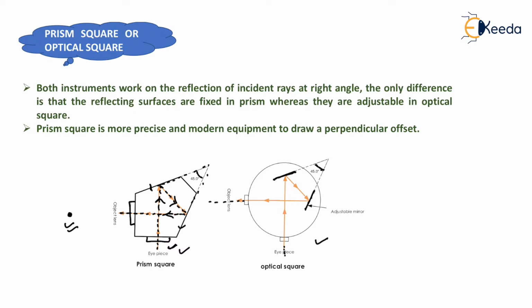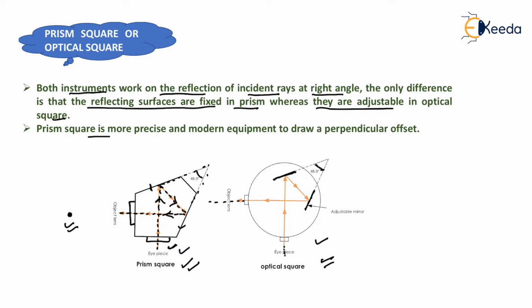So we need to adjust the mirror in case of optical square. So prism square is far better option as compared to optical square. Now, both instruments work on the reflection of incident ray at right angle. The only difference is that the reflecting surfaces are fixed in prism, whereas they are adjustable in optical square.